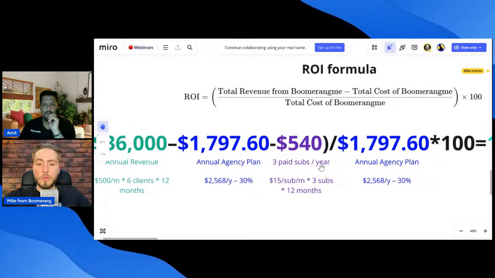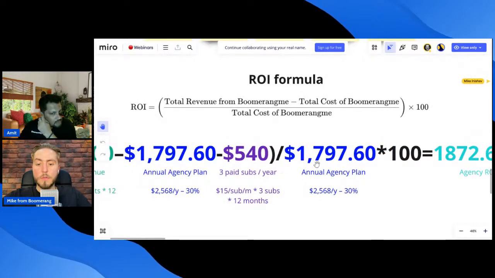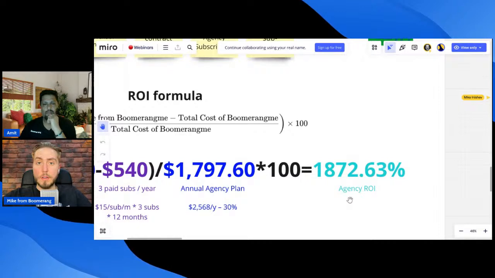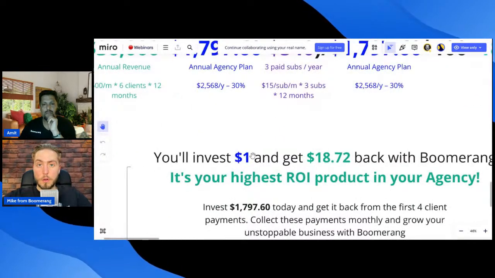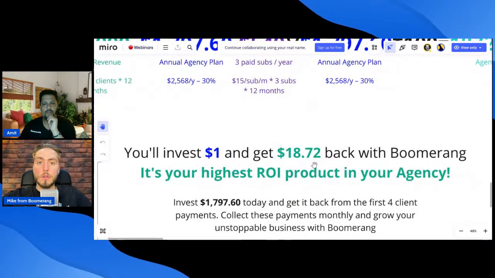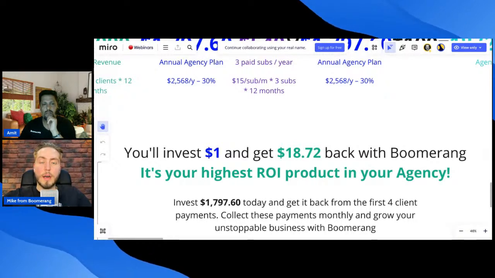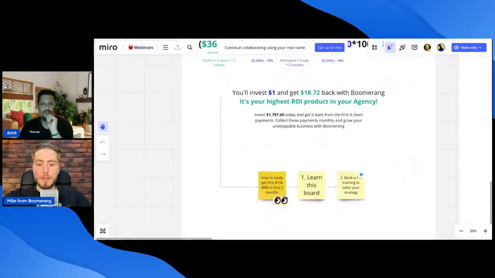Next one, additional payment for sub accounts, $540 per year. And you need to divide this by the annual agency plan, $1,800, and multiply by 100%. In this case, your agency ROI will be equal to 1,872%. It means each dollar invested in the Boomerang Me platform will get you back $18.72. And again, as we talked, loyalty is one of the most profitable marketing tools in your agency toolkit. Boomerang Me obviously will be the most profitable and highest ROI tool in your marketing toolkit as well, because loyalty is a really profitable solution.